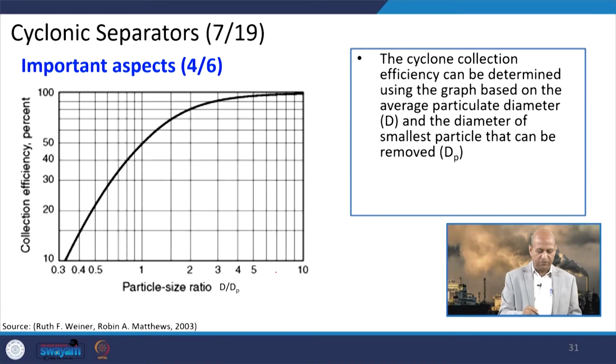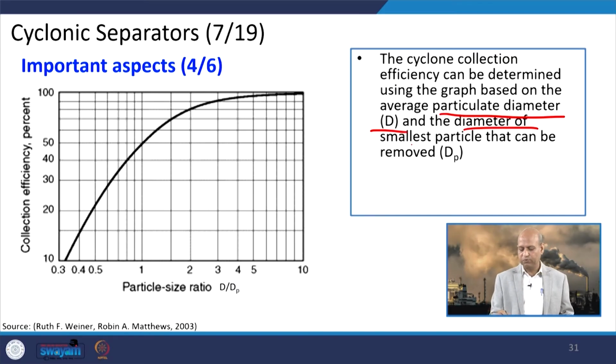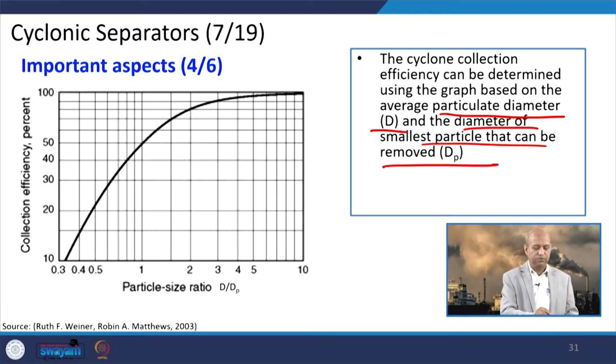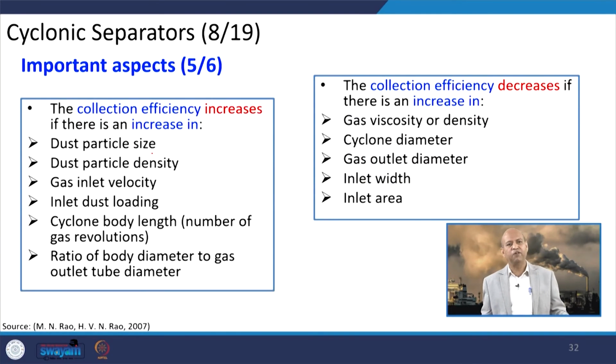In this graph you can see the collection efficiency depending upon the ratio of the particle diameter d and dp, where d is the particle diameter and dp is the diameter of the smallest particle that can be removed. So, if it is from 10 up to 100, it can be removed. You can see the ratio and decide the efficiency.